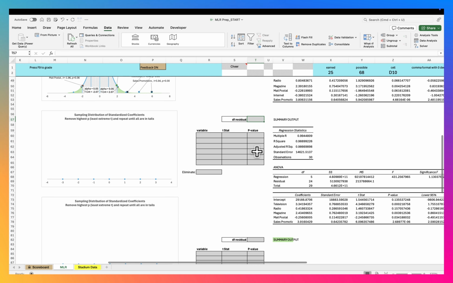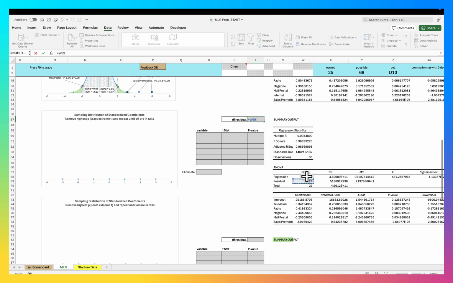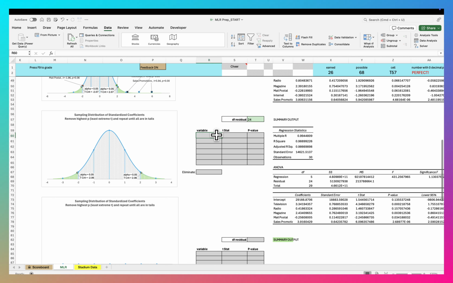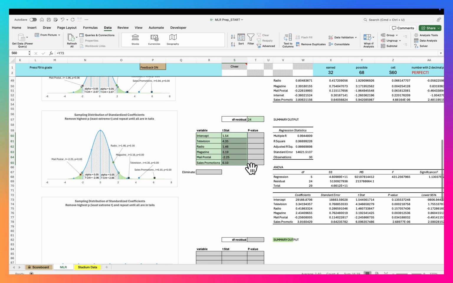Okay, the residuals went up by 1 because we only have 5 predictors now. So it's 30 minus 1 minus 5. And that gives us 24. There's the variable, and there is the t-stat, and the p-values. All right, so who gets eliminated now? And as you can see, the highest dot on the curve is radio. So radio is the next one to go.